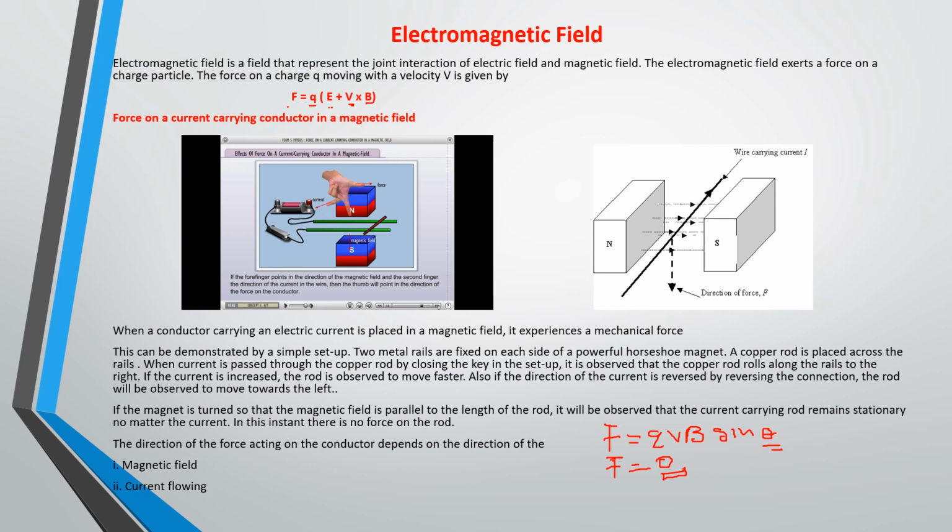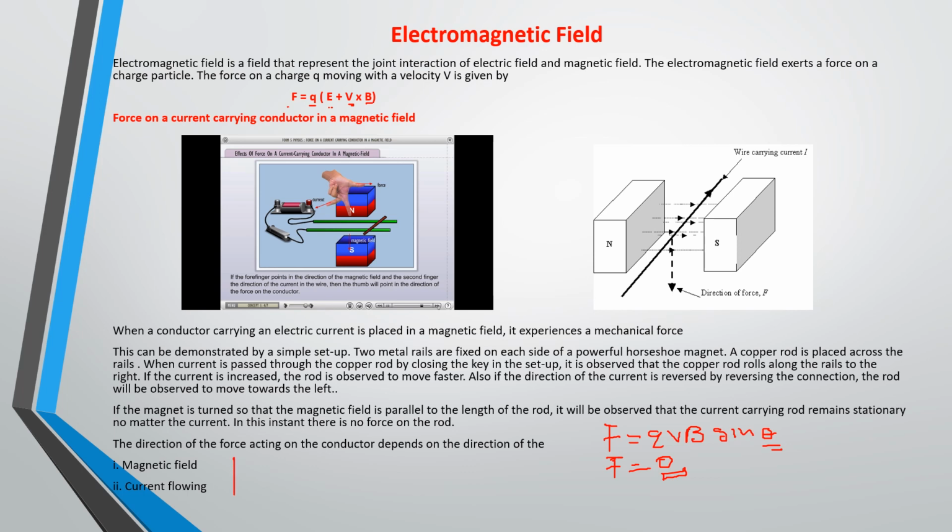So that means that when the magnet is placed in such a way that the magnetic field is parallel to the length of the rod, the force on it will be equal to 0. Hence, the rod will not move. No matter the current, it will remain in one place. You should take note of this. Then the direction of the force acting on the conductor depends on the direction of the magnetic field and the current flowing. So these two points, you have to take note of them.